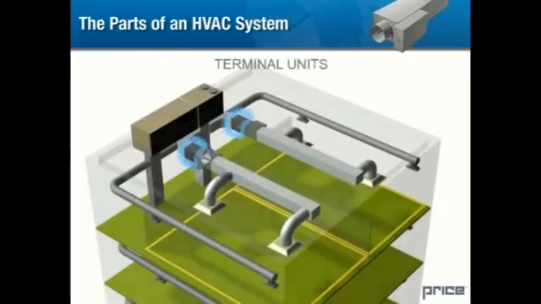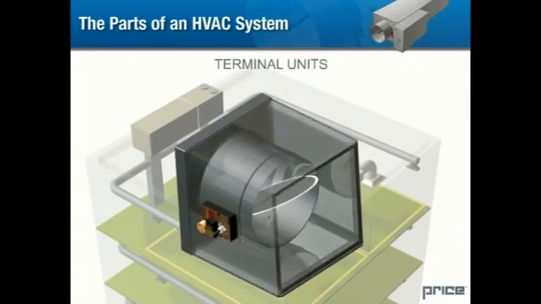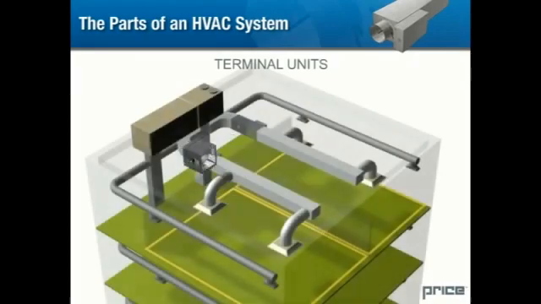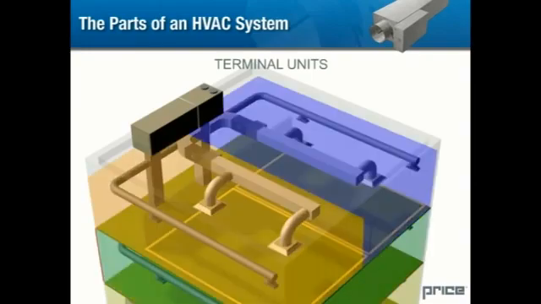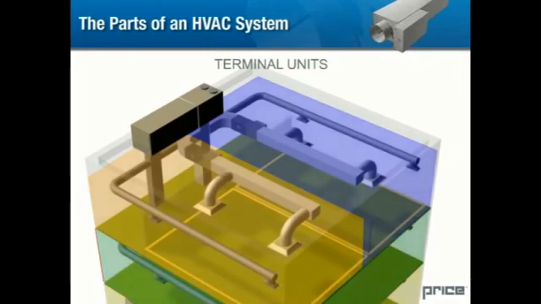A terminal unit is a device that uses an automated damper to control the amount of air which is delivered to a room or region. The damper is typically controlled by an electric, pneumatic, or digital actuator, which in turn is regulated by a thermostat. A set of adjacent rooms or regions in a building which have identical heating and air conditioning needs are called a zone. It is typical to assign at least one terminal unit and corresponding thermostat to each zone.